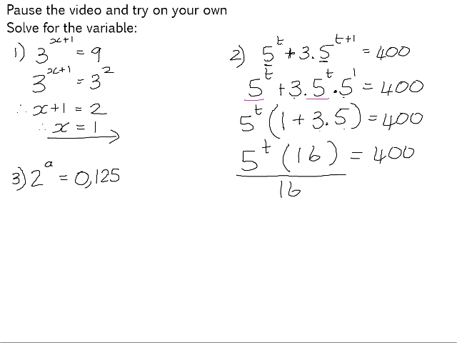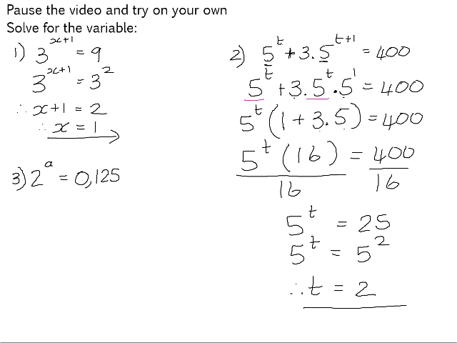We need to divide both sides by 16. 400 divided by 16 is 25. We need to write 25 as having a base of 5, so it'll be 5 squared. So therefore, t is equal to 2.